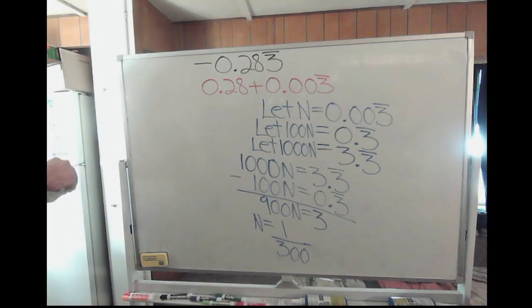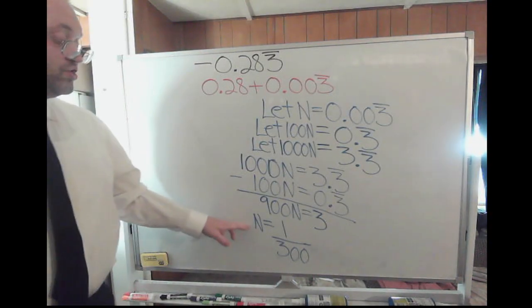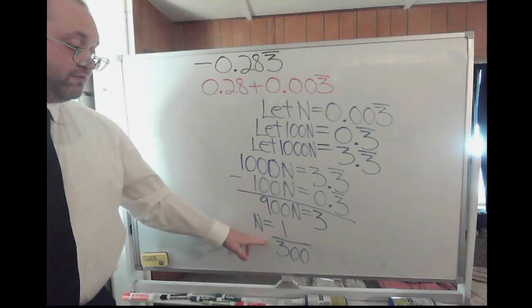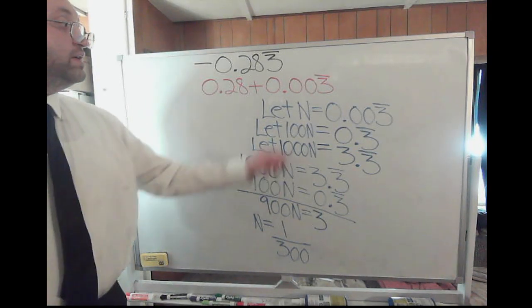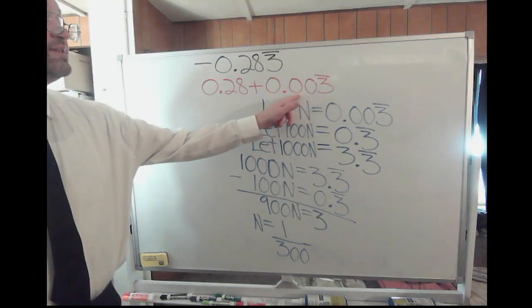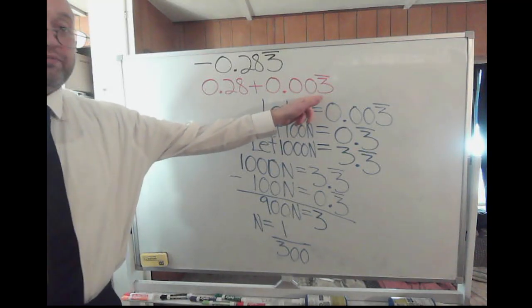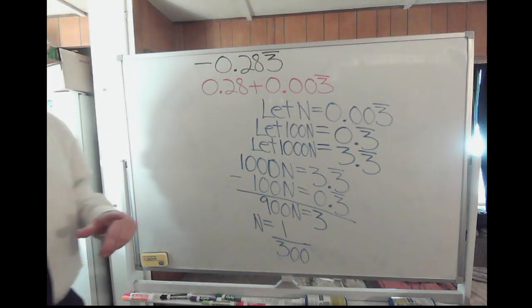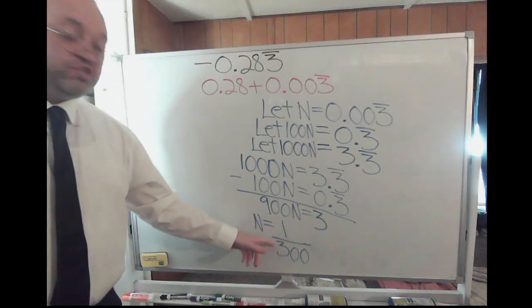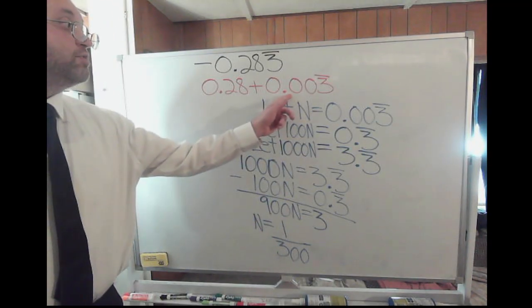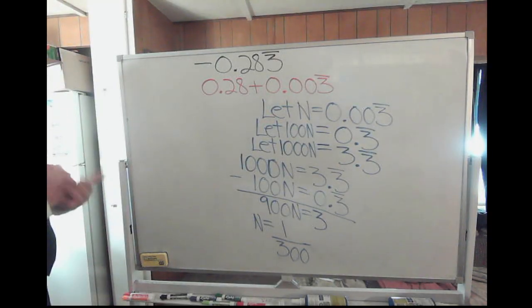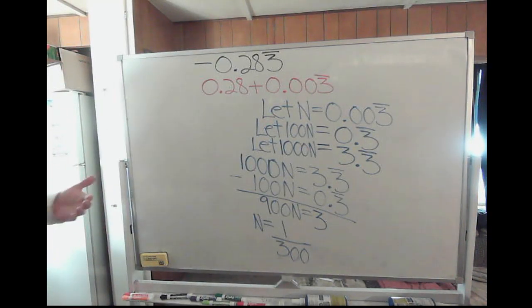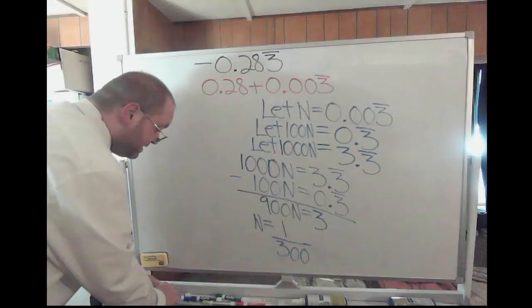And it turns out your n, the fraction you're looking for, is 1 over 300. That's just the beginning of it. The 1 over 300 only answers this part, the 0.003 repeating. And if you're not sure what 1 over 300 is, punch it into the calculator. You'll get 0.003 repeating. So we've only answered one part of it.